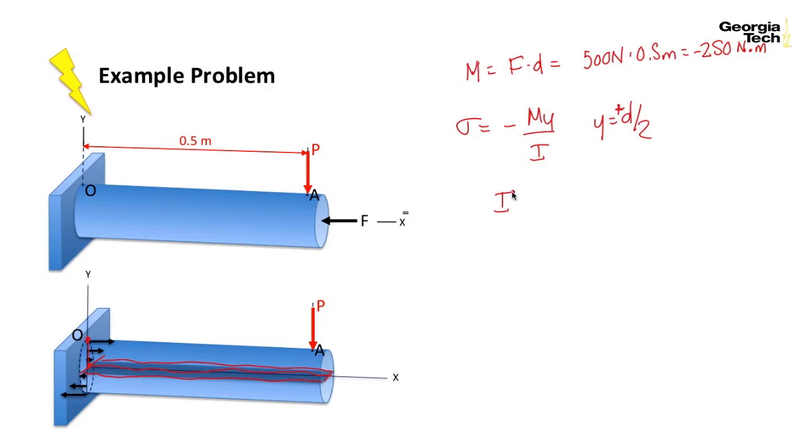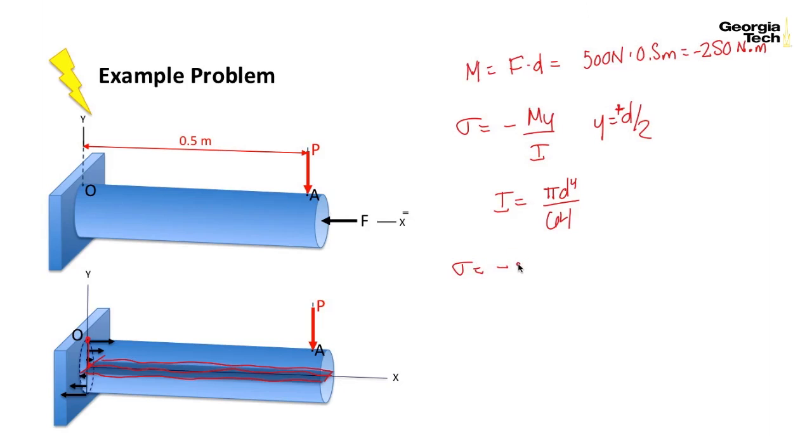So your I is going to be the area moment of inertia. It will be pi d to the 4th over 64. You should have learned to calculate area moments of inertia in your solid mechanics or deformable bodies class. And there are a number of charts online. If you just Google area moments of inertia of a cylinder or of a rod, you'll find these charts for easy reference.